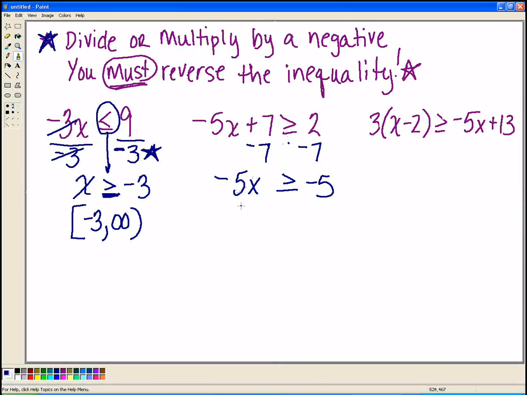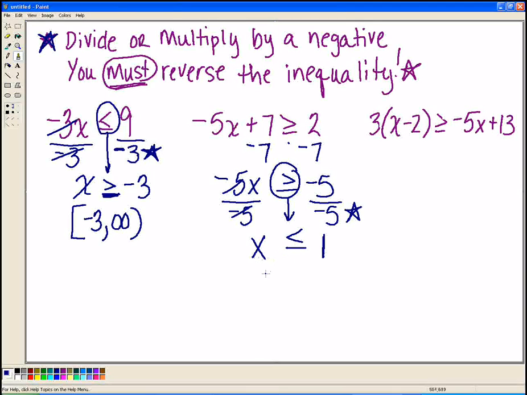All right. So now my last step is to isolate my x by dividing both sides by negative 5. When I divide both sides by negative 5, on this side they cancel, I'm left with x. On this side, negative 5 divided by negative 5 is going to just give me 1. But notice, once again, I've divided by a negative number. When I divide by a negative number, I have to reverse this sign. So now instead of greater than or equal to, it becomes less than or equal to.